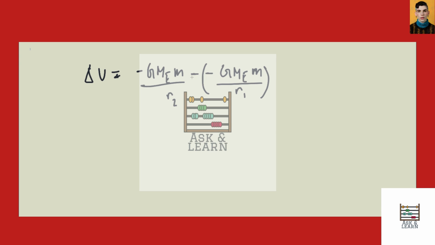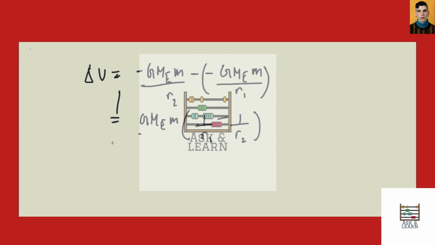And notice that it's a negative and a negative, so they cancel out, and you get a positive, and you can take G M_E times small m common, and so what you get is G M_E times small m times 1 over R1, because that's the positive term, minus 1 over R2, that's the negative term, equals delta U.